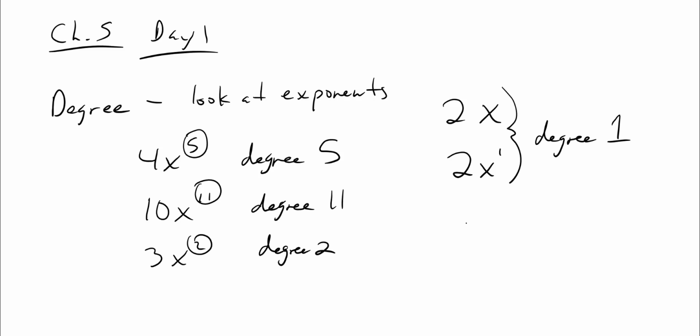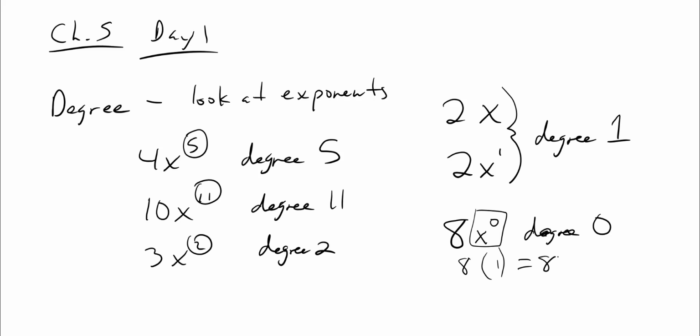And then if I just write the number 8, 8 is actually degree 0 because it's really 8x to the 0 power. There's no variable there, but remember what anything to the 0 power is? Do you agree that's equal to 1? And so that's why 8 times 1 is 8. If there's no variable, this is called a constant.